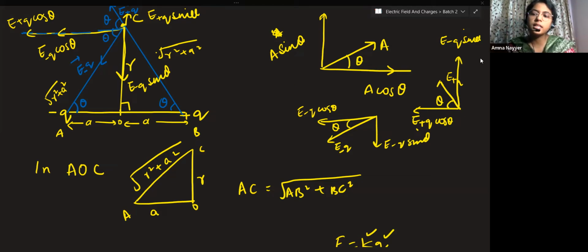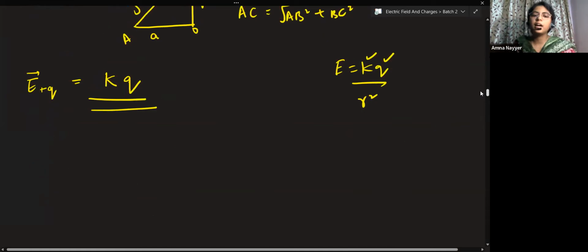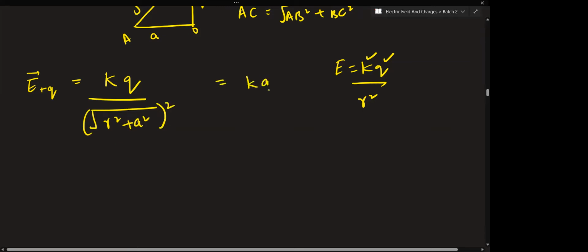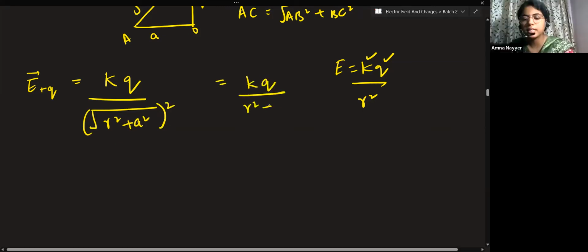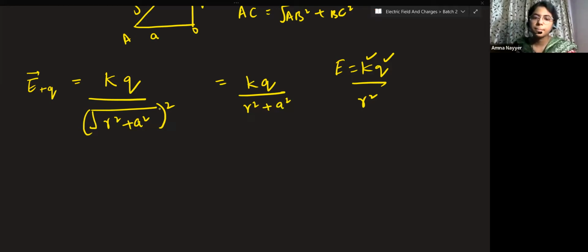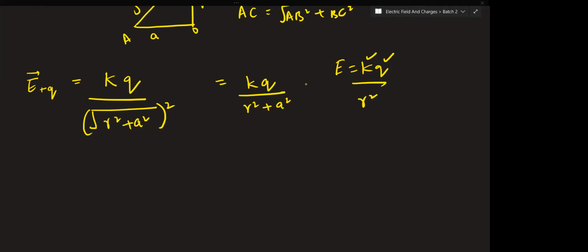So now considering the electric field, we have to take under root R square plus A square to the whole square, which makes it KQ by R square plus A square only, because root will get cancelled. This is to the power half and this will get cancelled. Tell me, is it fine till here? Yes, ma'am.